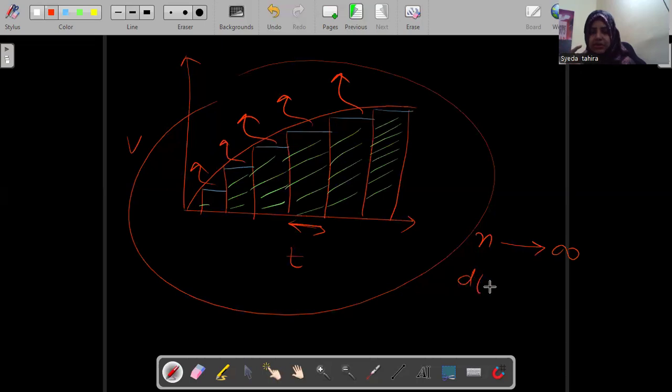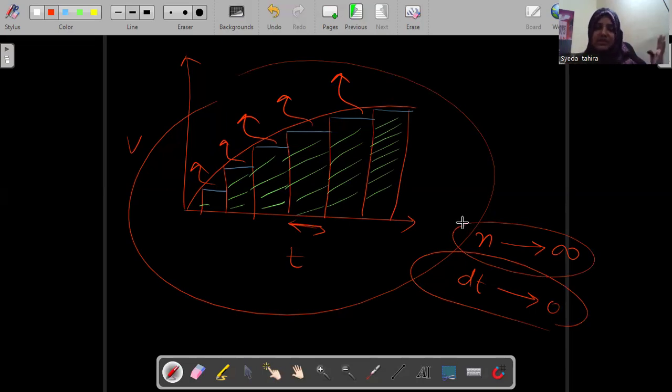That gap is approaching zero. In imagination, if I am splitting the region under this graph into so many rectangles, such that the width of those rectangles is very, very small, I would be able to reduce this gap or this lost area, and I'll be able to approach the more realistic actual value of the area under that graph. In other words, I'll be able to reach the actual distance traveled by my vehicle.